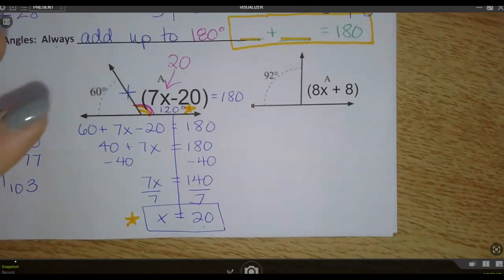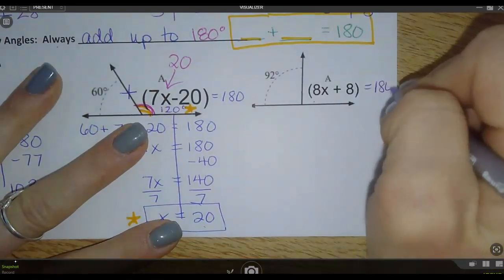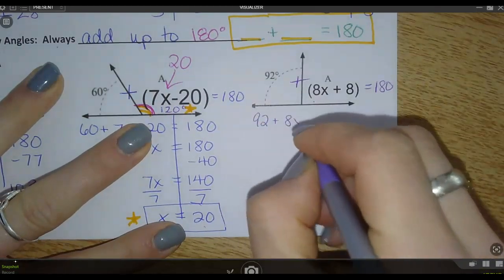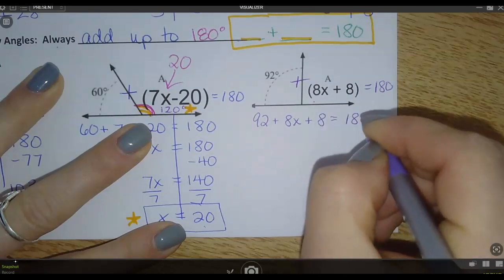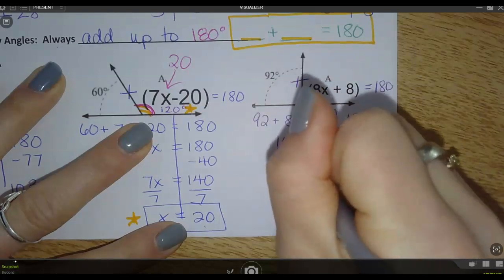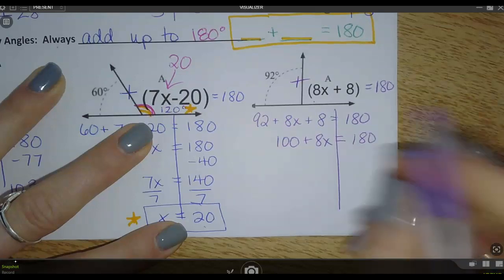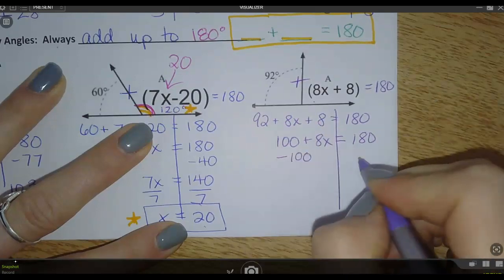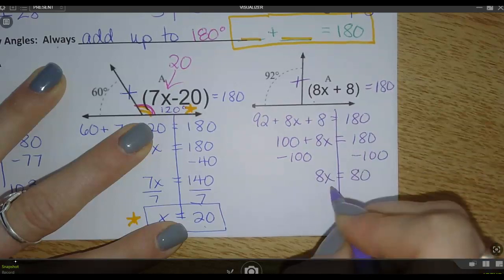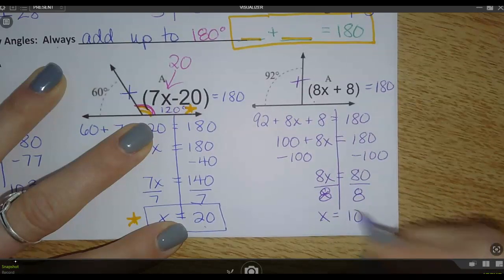All right, last one. I have two supplementary angles that add up to 180 degrees. So I'm going to add those together: 92 plus 8x plus 8. Draw my line down the equal sign. Combine my like terms, so I get 100 plus 8x. Then just get x by itself, so minus 100 on both sides. 8x is equal to 80. Divide by 8, and I get x is equal to 10.